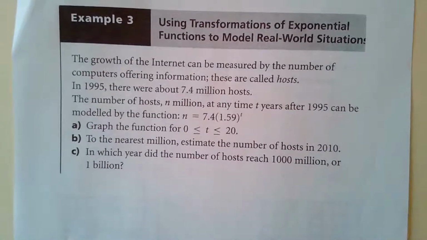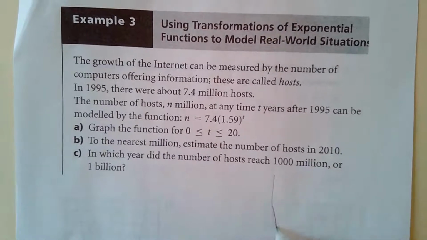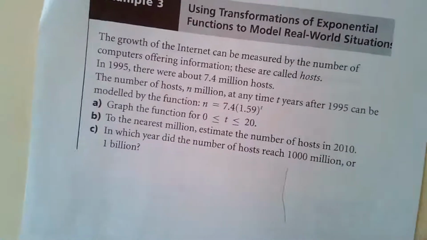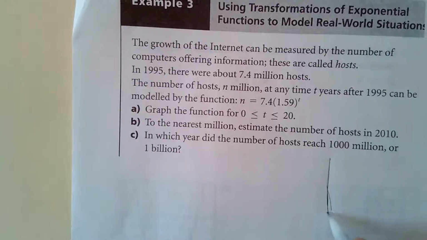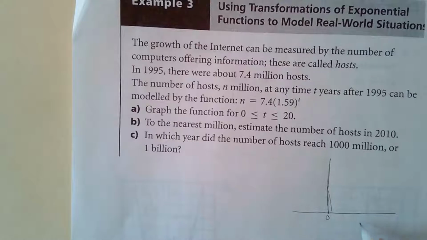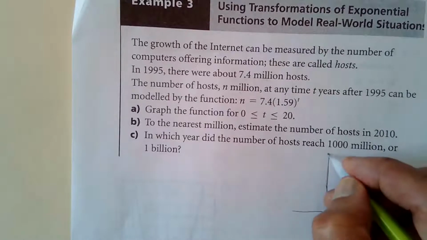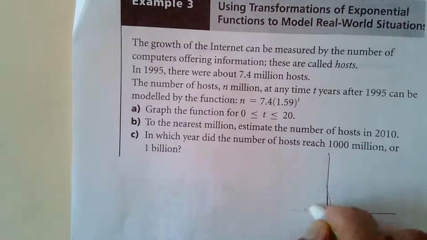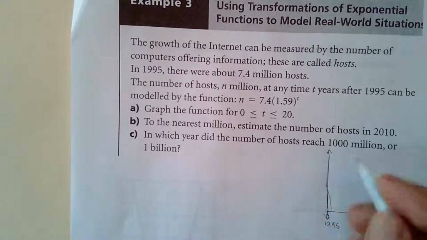So if you were to give a sketch, we're going to graph the function. Now, since this is all positive, we will not go into the negative realm. We'll have time here, and 0 is the year 1995. On our y-axis, I'm going to remove this because we don't need it. Yes, we can go to negative hosts, but not in this realm here.